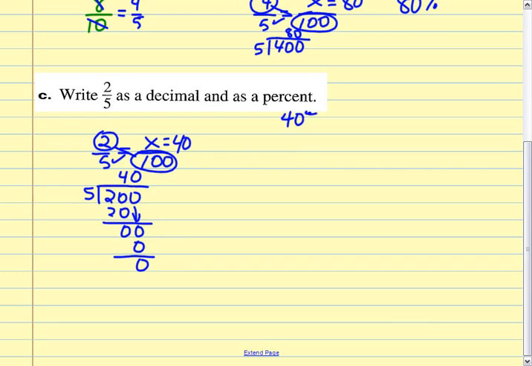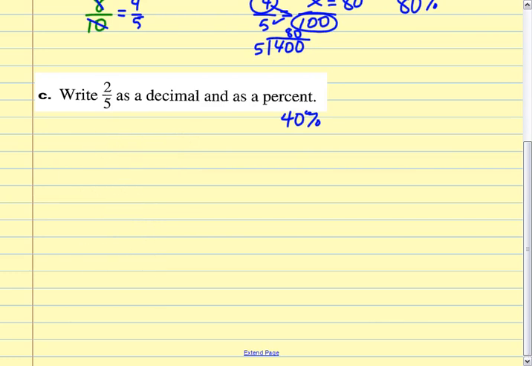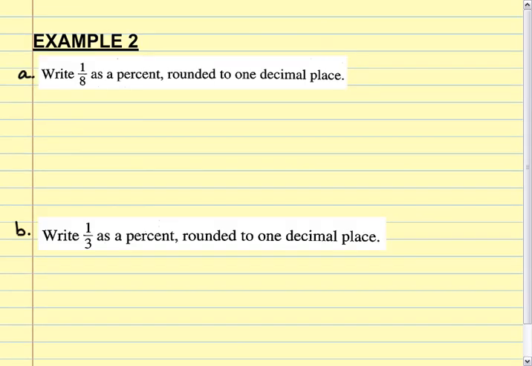Now think about this. 40% is the same as 40 hundredths. Right? 40 over 100. Well, if I wrote that as a decimal, it would be 0.40, 40 hundredths. But do I need that 0 at the end? No. I don't need a 0 at the end of a decimal like that. So as a decimal, it's just 0.4 and 40%. Easy. Piece of cake. I love using proportions with percents. It works. It makes it so easy. Let's look at this second example. It says write 1/8 as a percent rounded to a decimal point, or 1 decimal place.